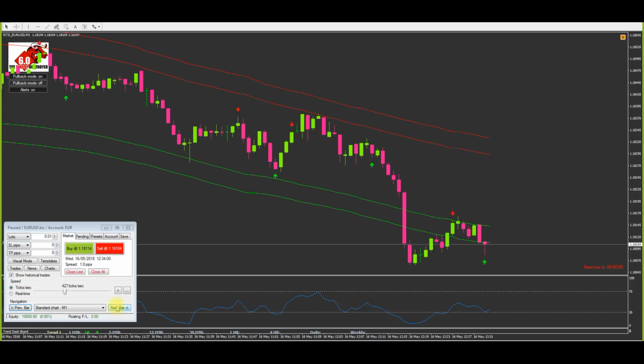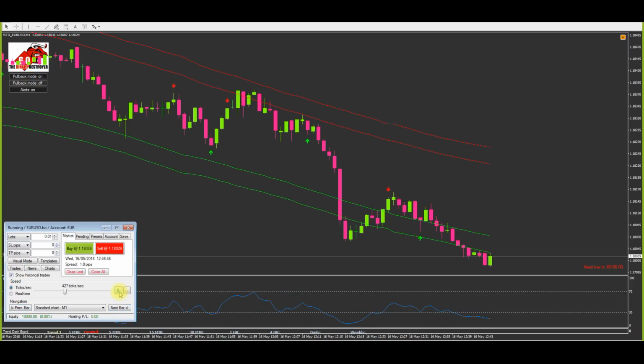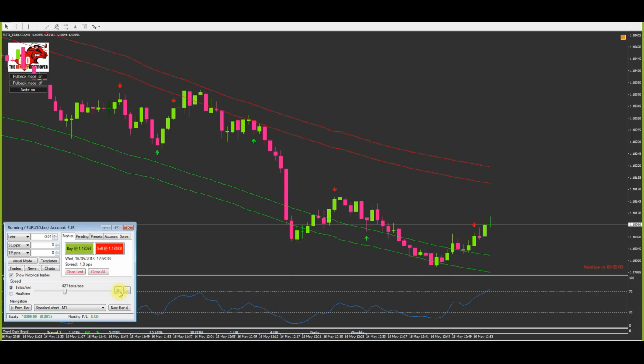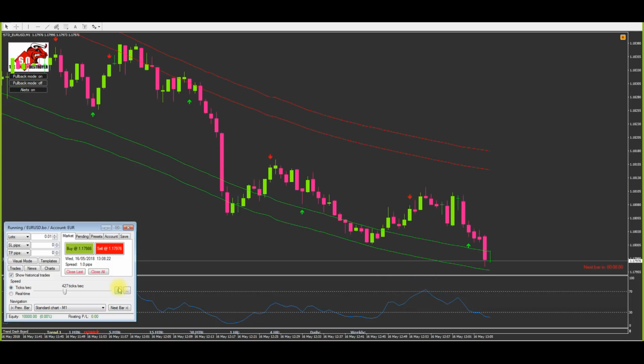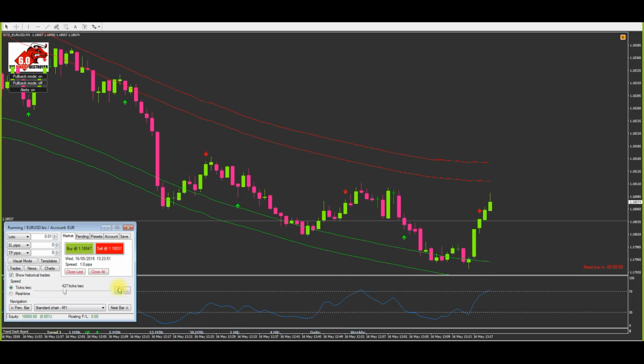So we will carry on here. Again, you can see this would probably lose. Okay, which it did lose. I knew it was going to lose, so I wouldn't have taken that trade. We'll carry on and see what happens.